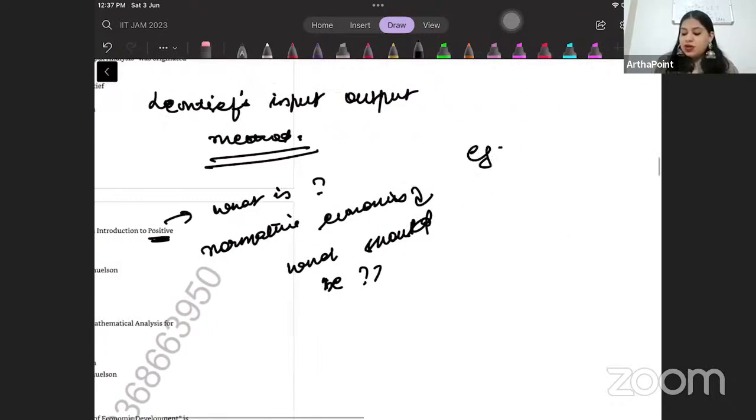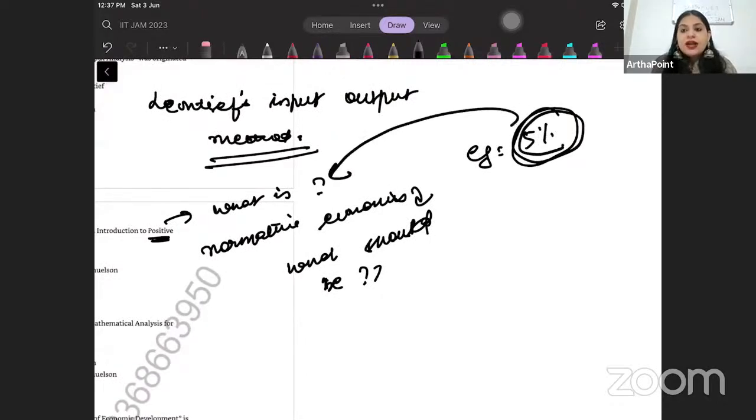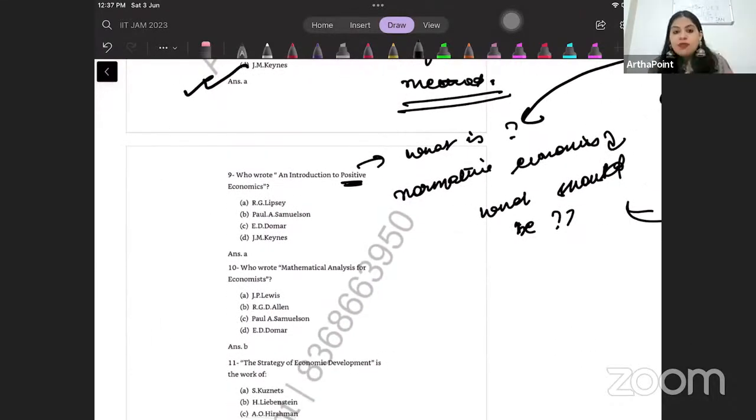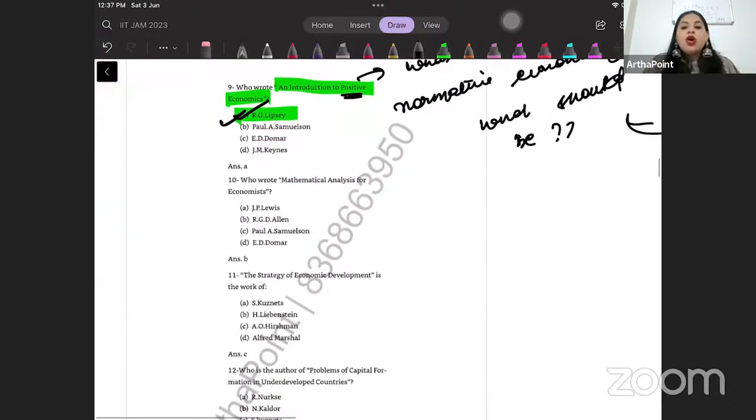So example, unemployment rate is 5%, positive. Unemployment rate should be 3%, normative. So beta, in this case, positive economics was given by R.G. Lipsey. So that's the answer to this question. Answer is A. Come to the next question, beta. Yes, you're correct. What ought to be? Who wrote mathematical analysis for economics? It was given initially by Allen.